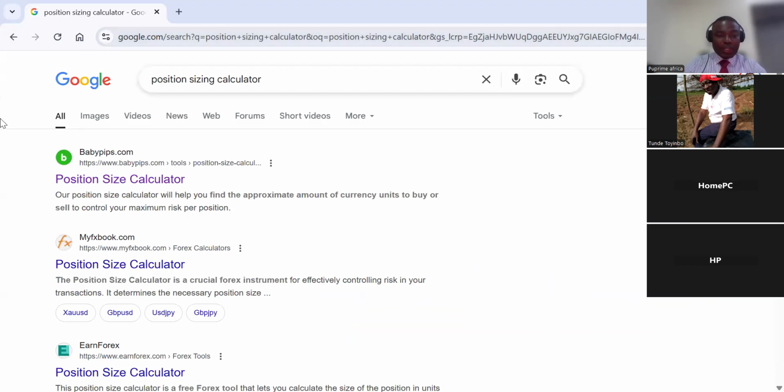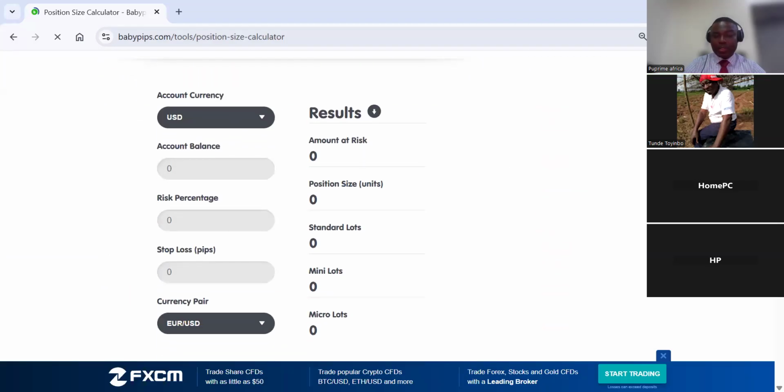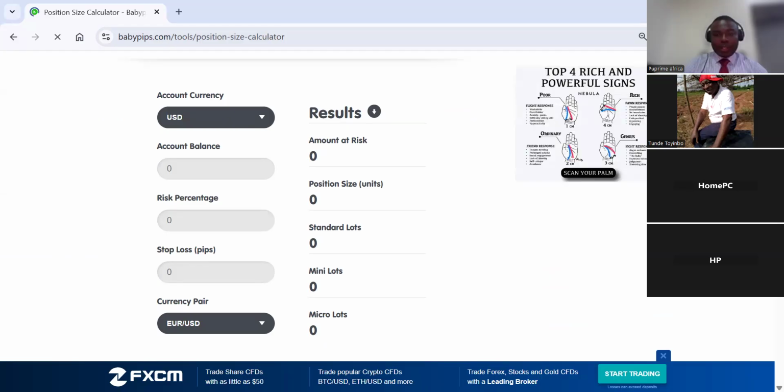And the first one is from the website babypips.com. That's the one I prefer to use. So I'll click it, and you have it right here. You scroll down, and this is a position sizing calculator. So we're going to use this now in this example to show how we can really manage our risk with proper position sizing. You can see on the left column, we can see the account currency, account balance, risk percentage, stop loss, currency pair. And on the right side, we see results.